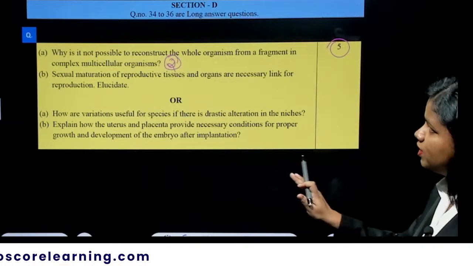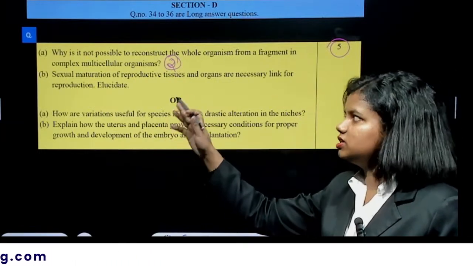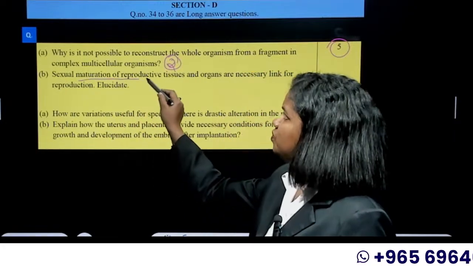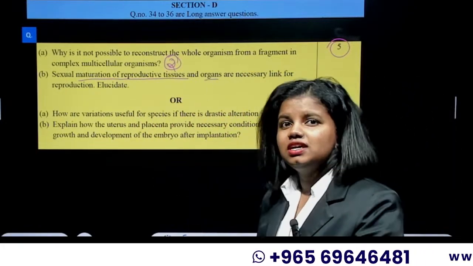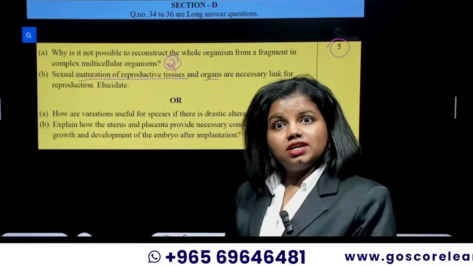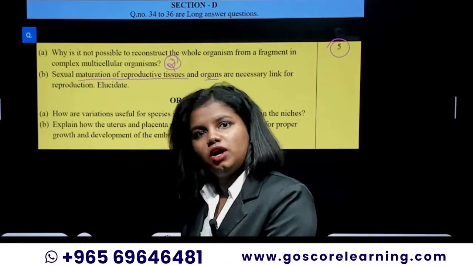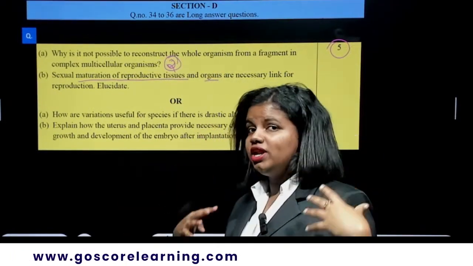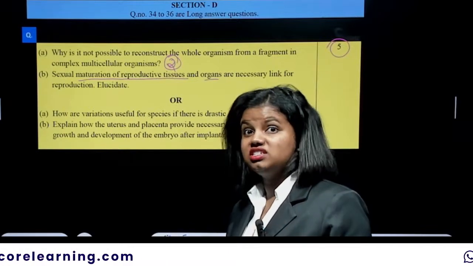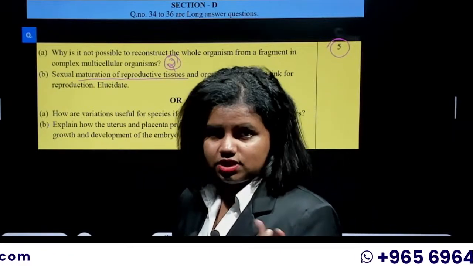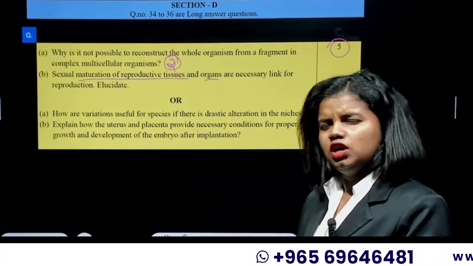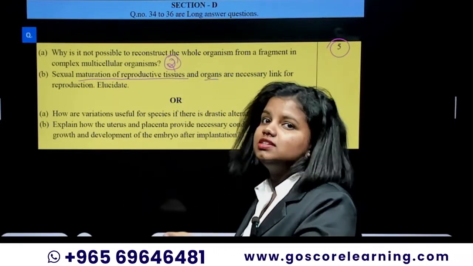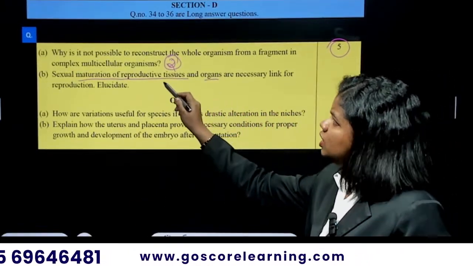Then, sexual maturation of reproductive tissue and organ are necessary links for reproduction. Elucidate. The question looks very confusing, but all you have to talk about here is sexual maturation of reproductive tissue and organ. When you're a child, you're not able to produce gametes, right? But by the time you reach puberty, your hormones develop, your body growth slows down, and the reproductive organs start maturing, and that's when the gametes start forming. That's when you can say you are sexually mature. So you basically have to talk about puberty and how the primary and secondary sexual characters develop. That's what they're asking in the question. If you write that, you will get 3 marks.